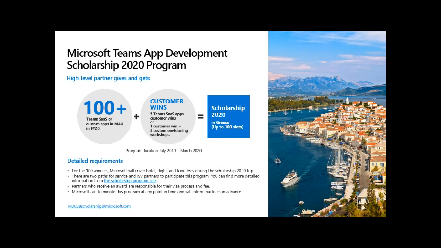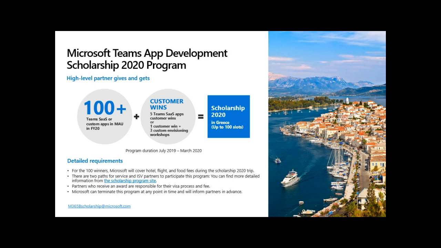So how it works is that there are requirements for ISVs and system integrators to meet between July 1st of 2019 through March 31st of 2020. ISVs need to register at least 5 customers with a minimum of 1,000 monthly active users for an app that is published in AppSource or the Teams App Store. And the app also will have Azure Active Directory single sign-on. And then SIs need to conduct a minimum of 3 customer envisioning workshops and also deploy at least 1 custom Teams solution on a customer tenant with at least 100 monthly active users.